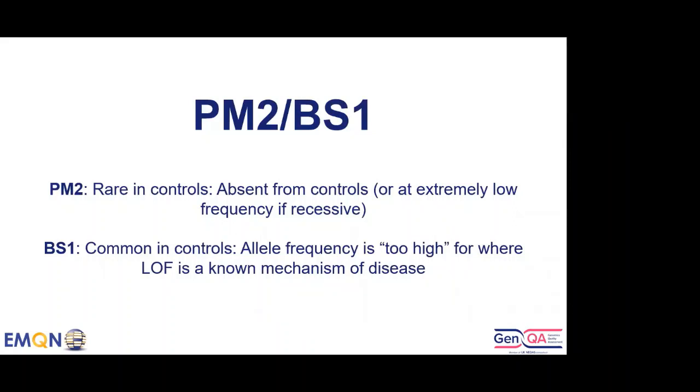So continuing with the deep dive into the classification codes, we're moving on to PM2 and BS1 for population data. So PM2, rare in controls, and BS1, common in controls. Next slide, please.